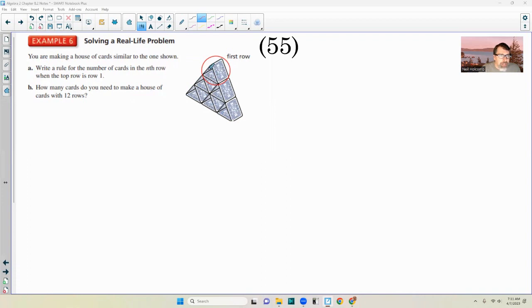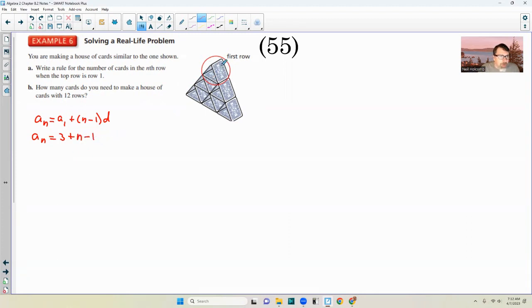And as you can see, it takes 2 side cards and the bottom. It's a triangle, so it takes 3 cards to make that one row. So the first thing we're going to write is a sub n equals a sub 1 plus n minus 1 times d. Okay? So I know my first term, a sub 1, is 3. So a sub n equals 3 plus n minus 1.